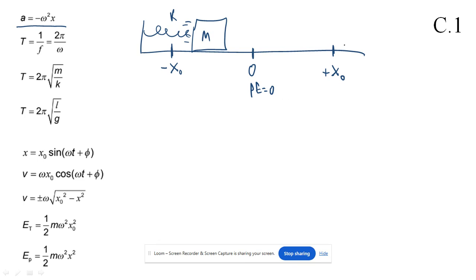Okay. And at the edges, of course, that's where it stops and turns around and goes back. The kinetic energy is 0, right? So at the edges, right? And in between, like right here, the total energy is going to be the kinetic energy plus the potential energy, okay? So this thing is going to oscillate back and forth.